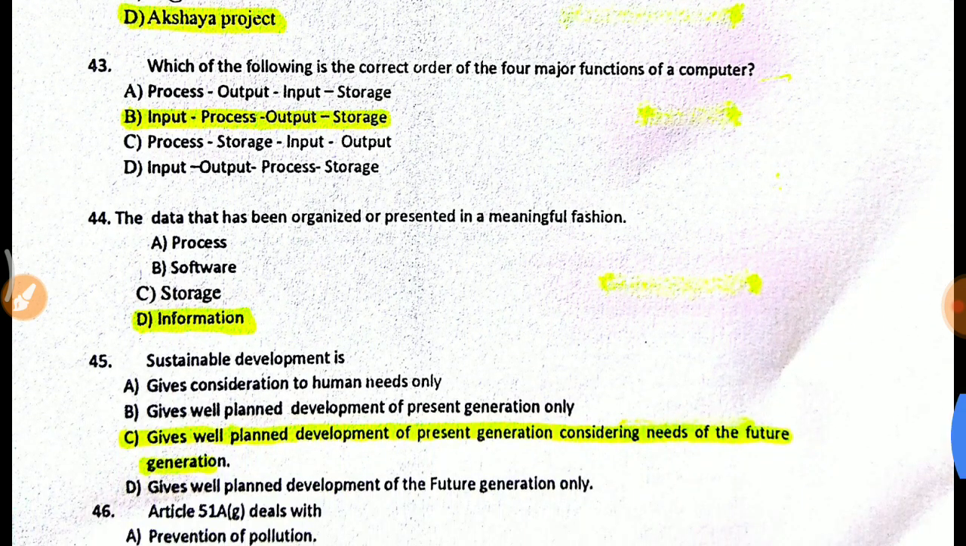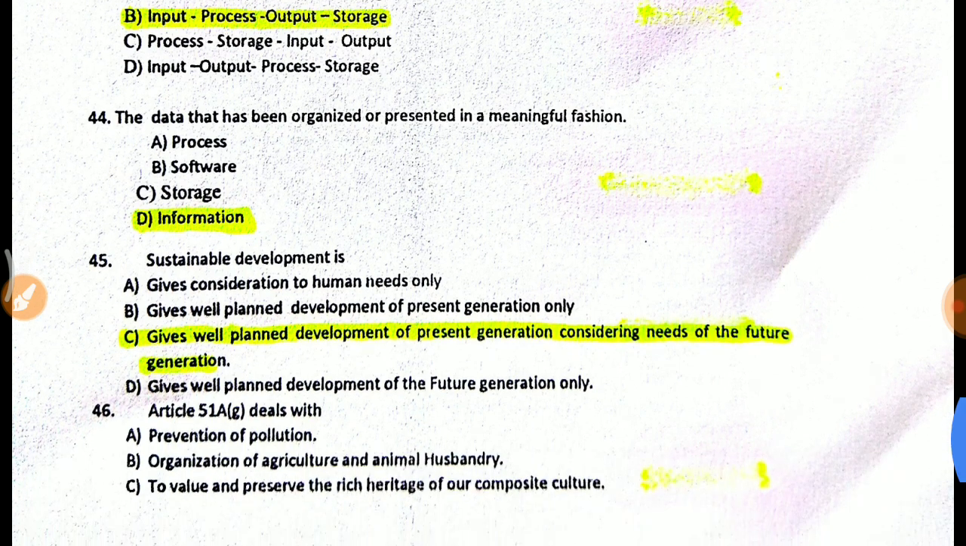33. Which of the following is the correct order of the four major functions of a computer? It is input, process, output, storage. Okay. Input, process, output, storage. That is the correct order of the four major functions of a computer.